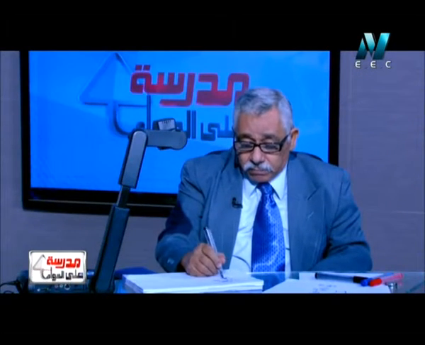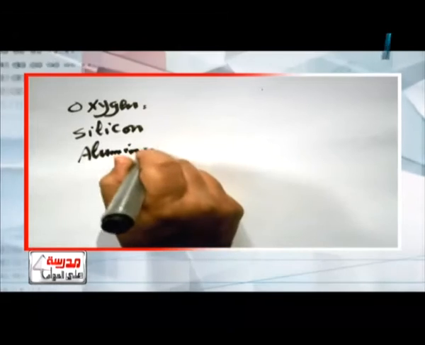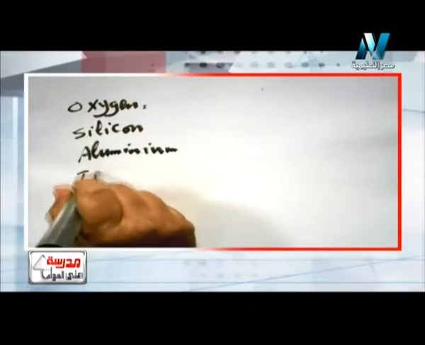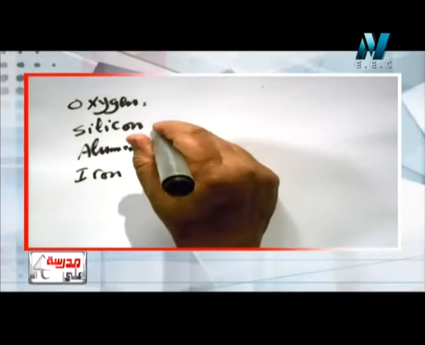Number 3 is aluminum, and number 4, iron. Oxygen, silicon, aluminum, and the fourth one in the Earth's crust is iron. But iron is an active element, so it is not found in free state. Iron may be found in free state only in meteorites which come from the sky. But in the Earth's crust, it is found as oxides or compounds.